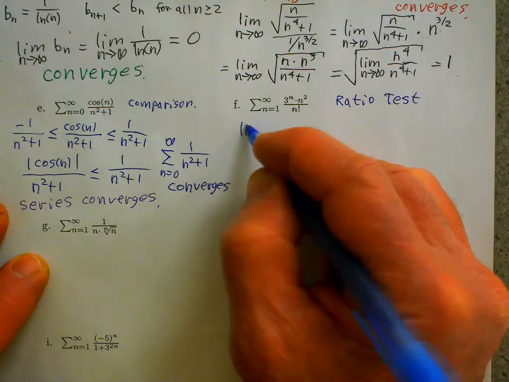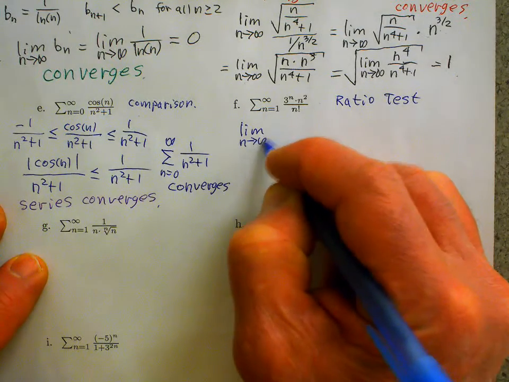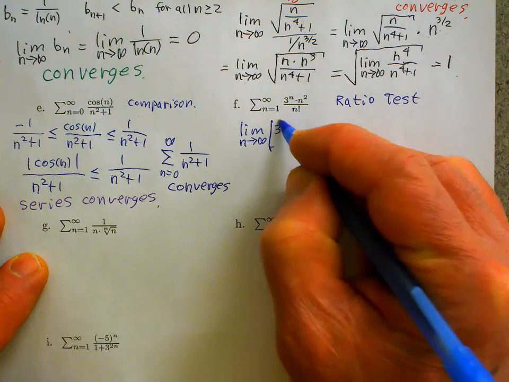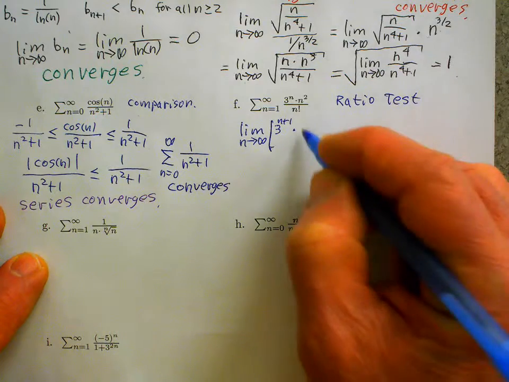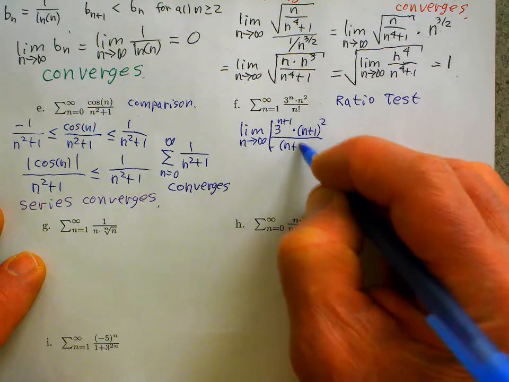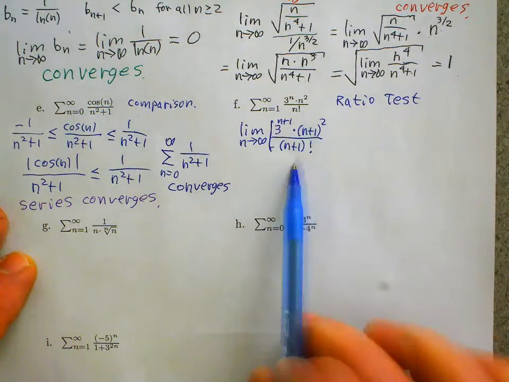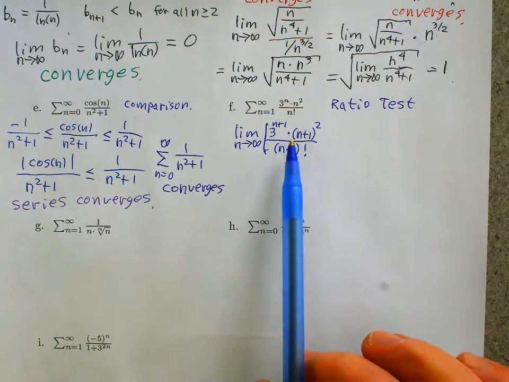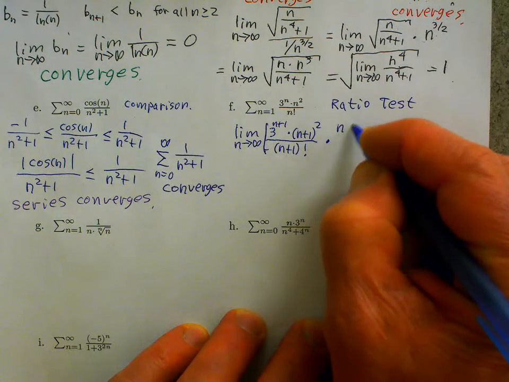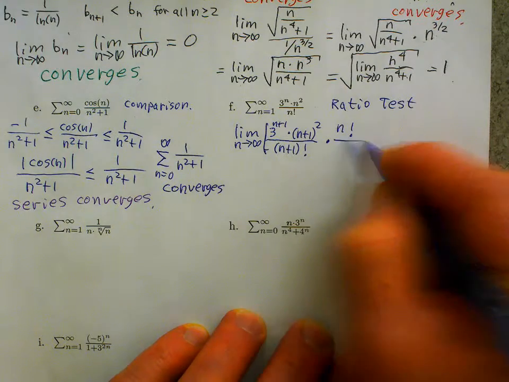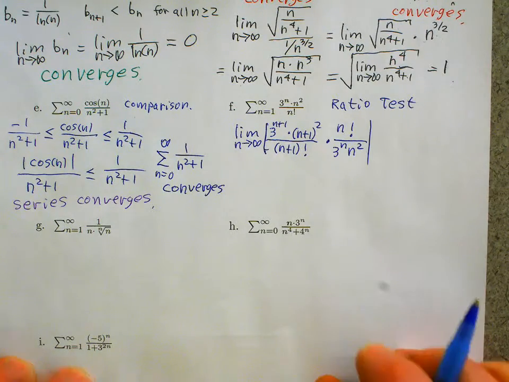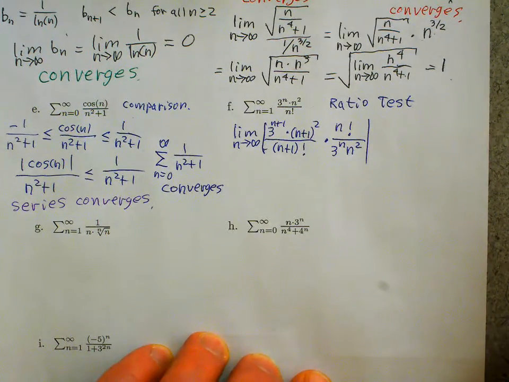So the ratio test, the terms will be 3 to the n plus 1 times n plus 1 squared over n plus 1 factorial. And then if we divide this by 3 to the n times n squared divided by n factorial, that's equivalent to multiplying by the reciprocal of that. So we have to multiply this by n factorial over 3 to the n times n to the second. And then we just do the algebra and arithmetic.